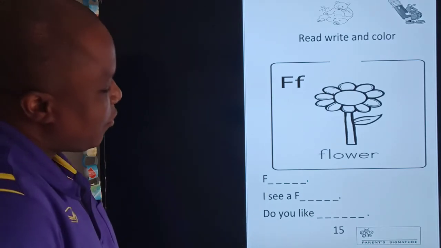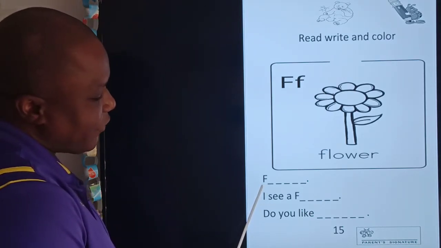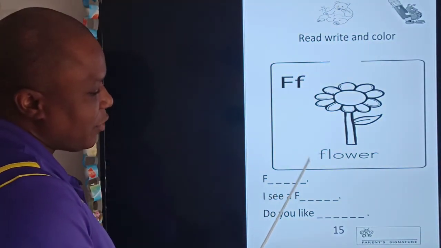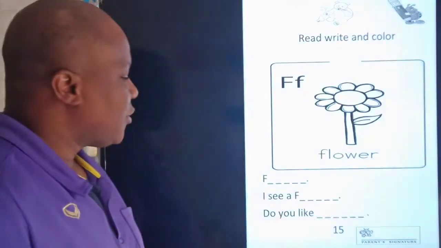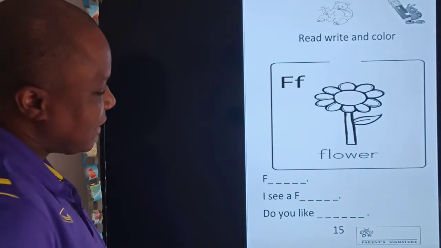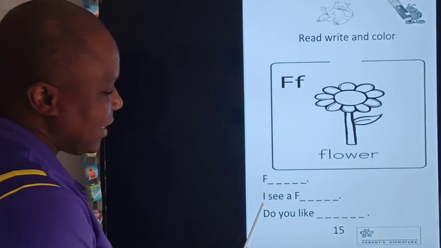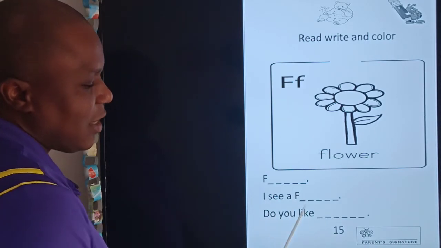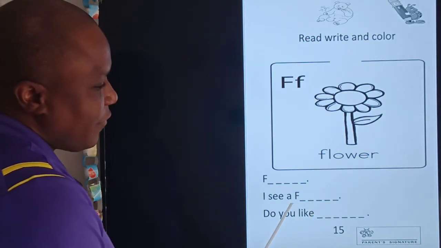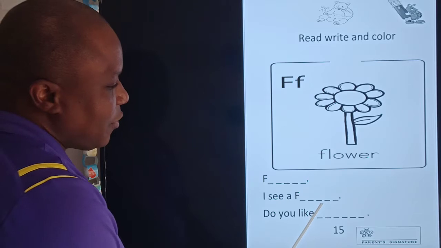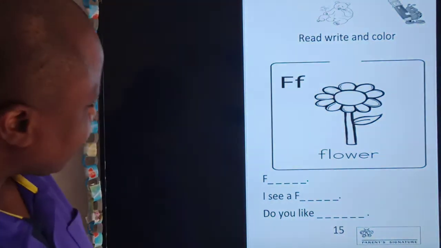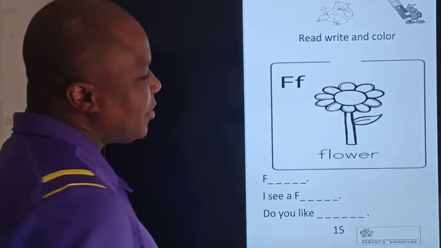So now let us see. For you to complete the word here, you can see that we have F here. So the next one is what? L. You write L here. O W E R. So now this is flower. When you come down here, you can see that we have a sentence. This is the sentence here: I see a flower. So now you complete the letters here. F L O W E R is what? Flower.